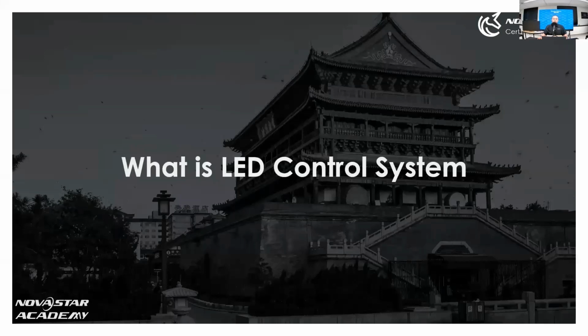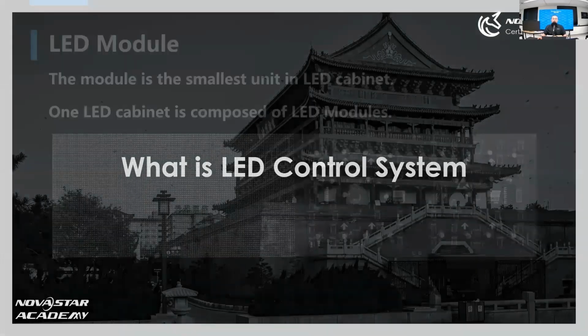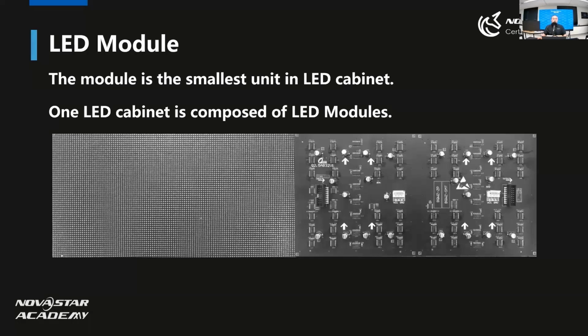So first, what is the LED control system? To be honest, a lot of people know the LED screen, but they don't know what is inside the LED screen and what the key parts are that make the screen show the image. The first part, which is very important and the most basic one, is the LED module. The module is the smallest unit in the LED cabinet. From this image, we can see the front view of one LED module, and this is the back view of the LED module.